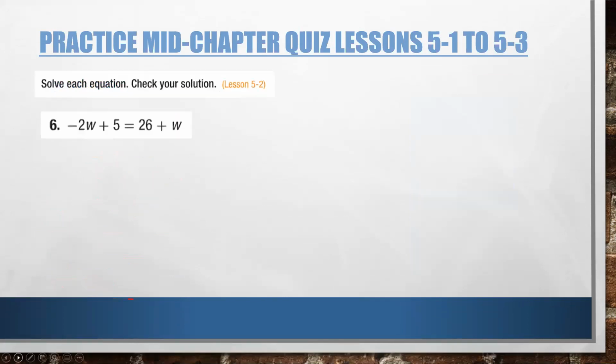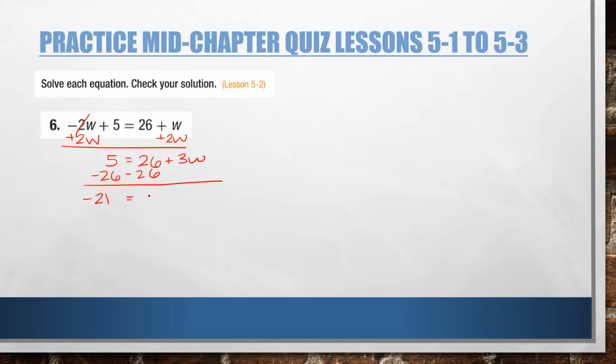Okay, here we go. So now we're moving on to equations. I said to solve each equation and check your solution. So here what I would do, I don't like dealing with negative variables, so I'm going to add 2w to both sides, and I would get 5 equals 26 plus 3w, and then I can subtract 26 from both sides. 5 minus 26 is negative 21, and 26 minus 26 is 0, and I still have 3w, so I would divide both sides by 3, and then negative 21 divided by 3 is negative 7, so negative 7 equals w.